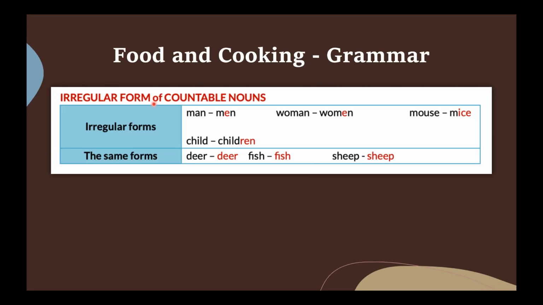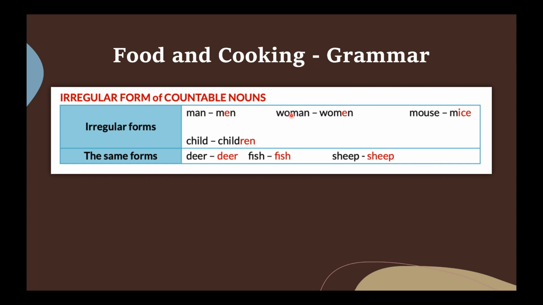Alright, let's look at these ones. 이거 불규칙, irregular, countable noun. 불규칙, 셀 수 있는 명사. 불규칙, right? Irregular, 불규칙. One man, two men. 이거 아예 바꾸는 거죠. One man, two men.